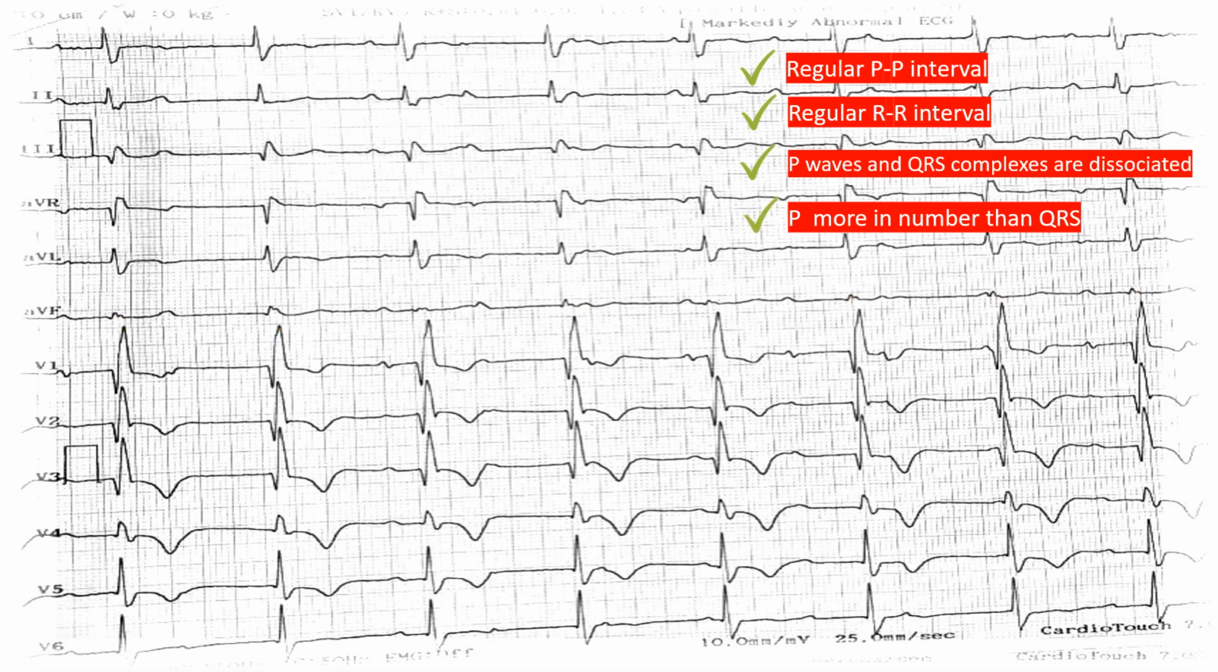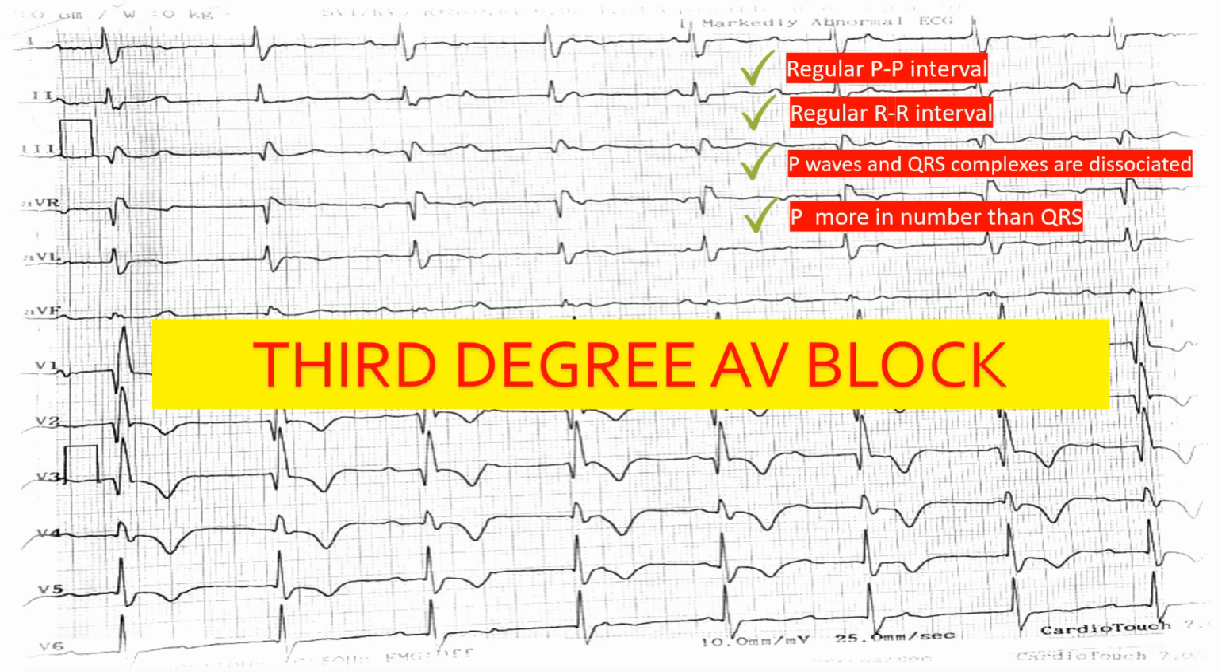So we have checked all the parameters which we have discussed. Does this suggest anything? Yes. This is suggestive of a condition called third degree AV block. Now let's discuss what this third degree AV block is.